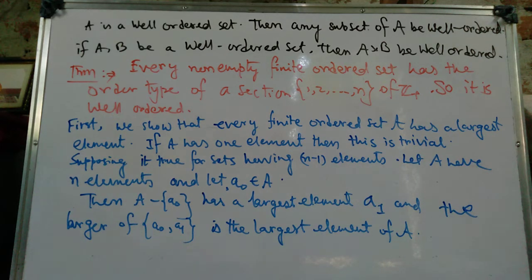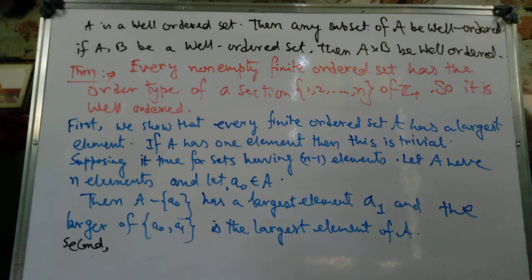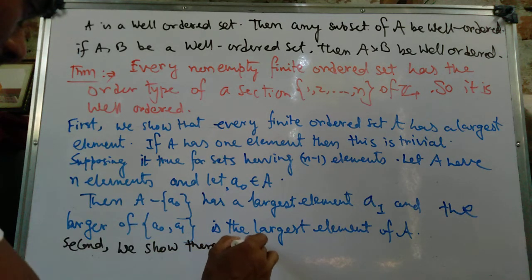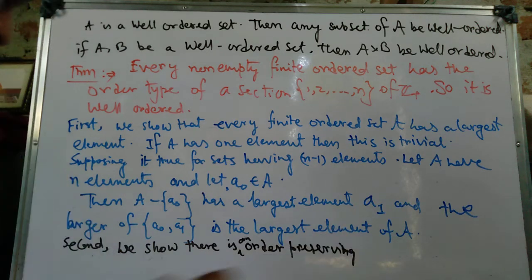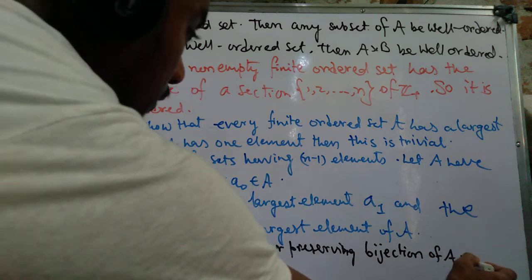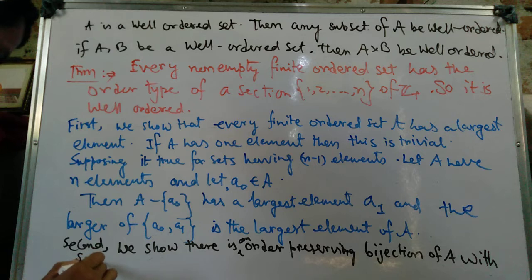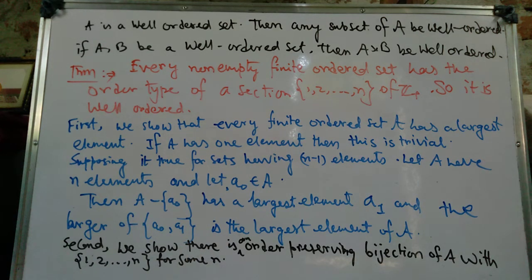Now, how do we prove the second portion? That means first we show that every finite ordered set has a largest element. Next, second, we show there is an order preserving bijection of A with 1 to n for some n.